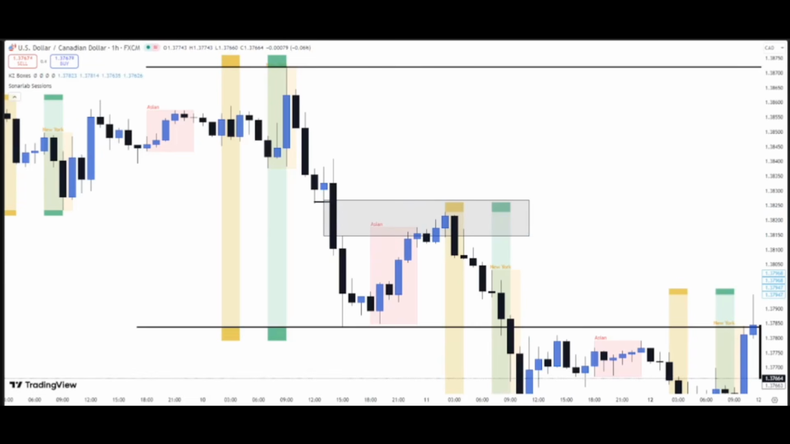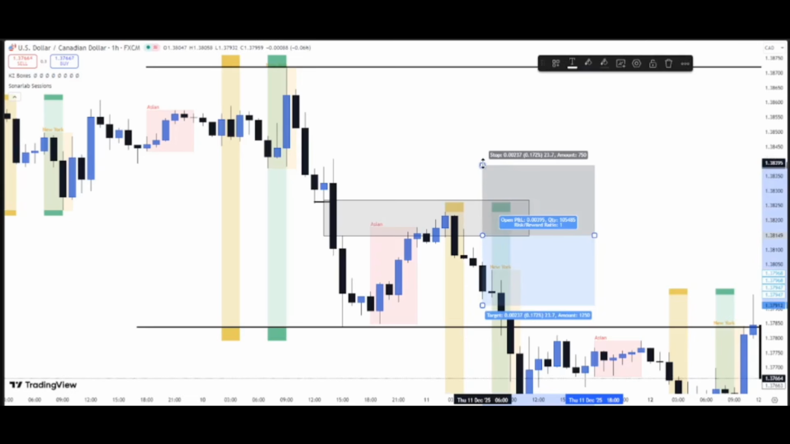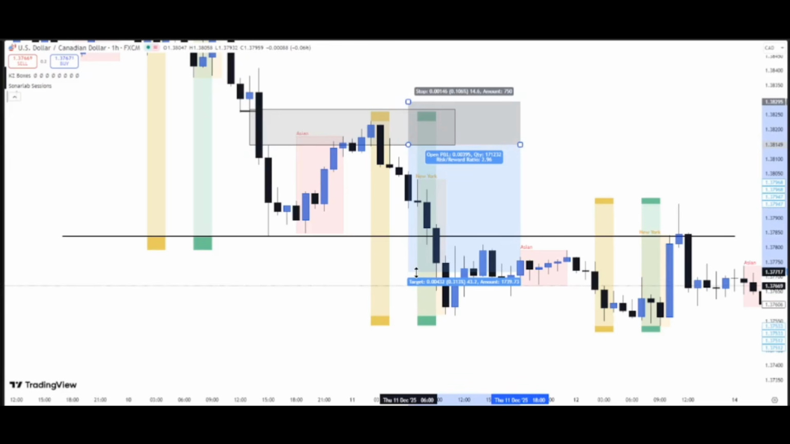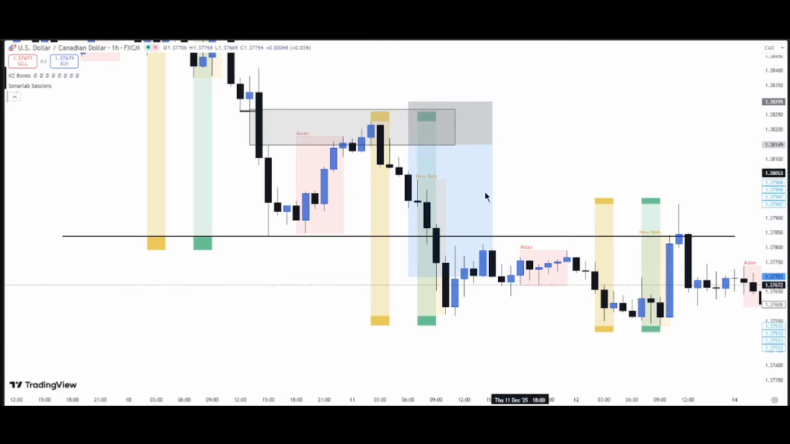Let me just quickly use the short position to take the trade from here, and your stop loss just above, and you are targeting 1 to 3. So somewhere around there is 1 to 3, just like so. Okay, so that's one way to enter this trade here.